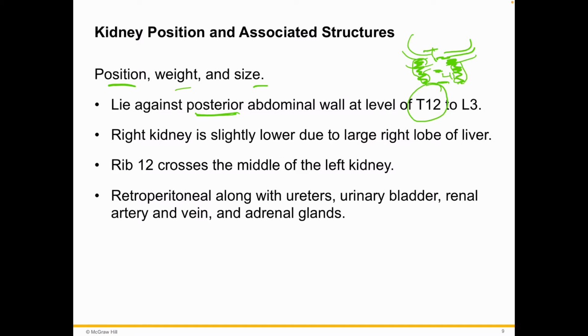The right kidney is a little bit lower because the liver is huge and it's taking up that space, so it's pushing the kidney down. Rib 12 crosses the middle of the left kidney, so that's kind of helpful. The kidneys are retroperitoneal, along with the ureters, urinary bladder, renal artery and vein, and adrenal gland.